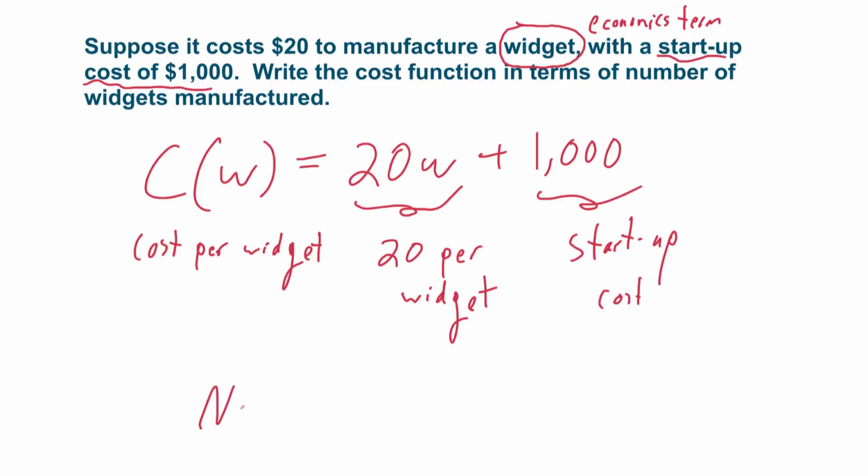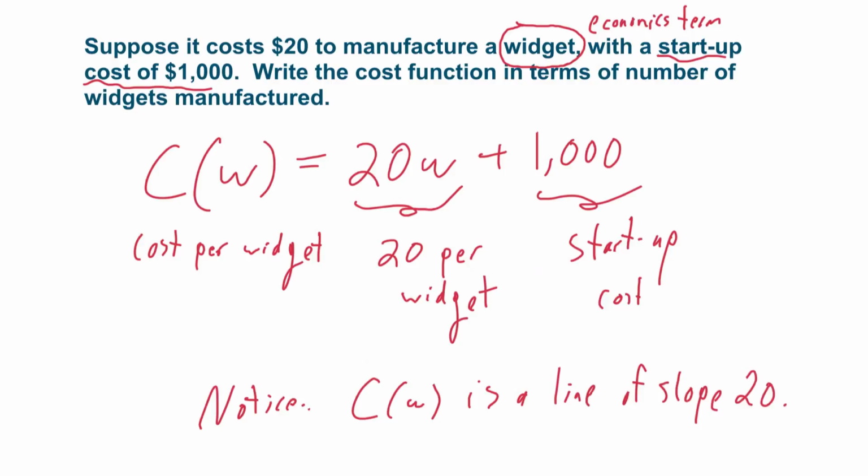Right, so notice C of W is a line of slope 20. So it is indeed a linear model, and the slope of the line corresponds to the rate of change in the cost of manufacturing per widget.